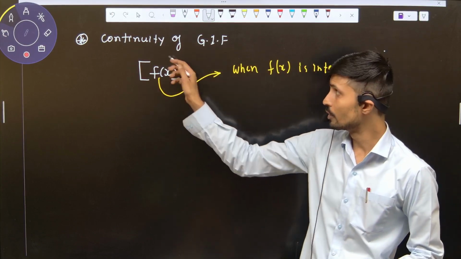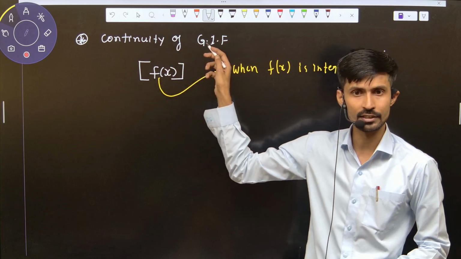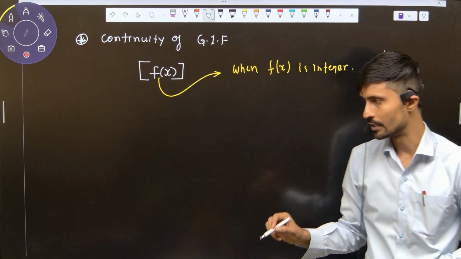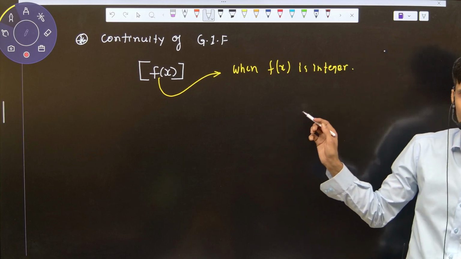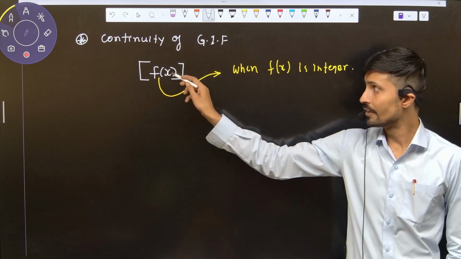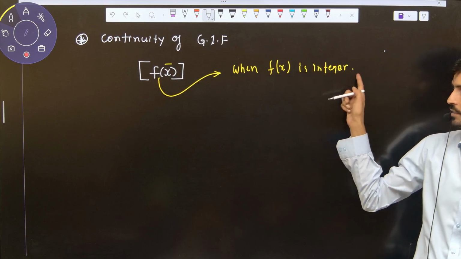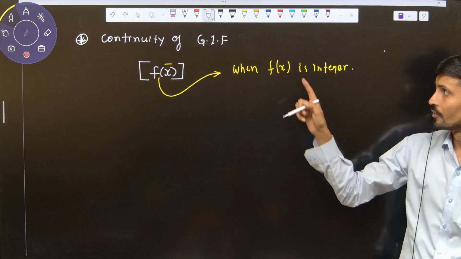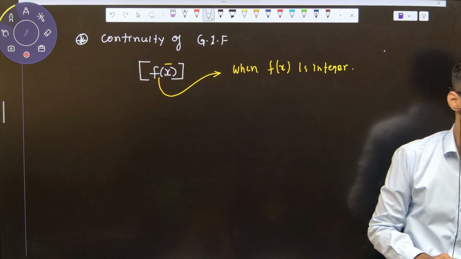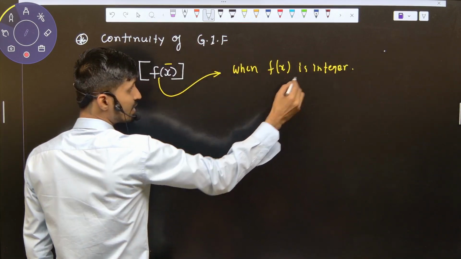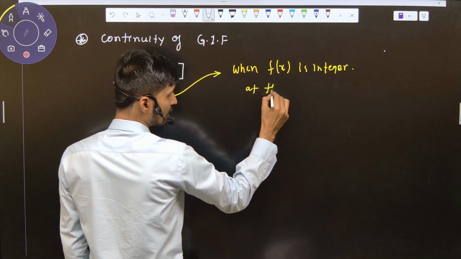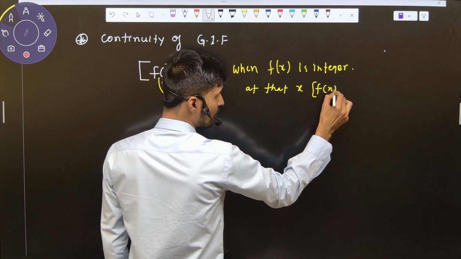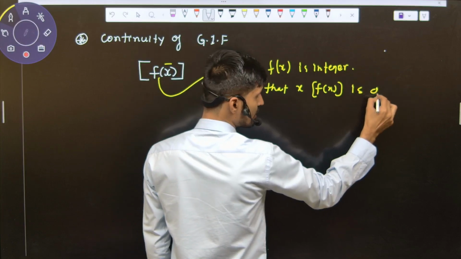So we are going to learn continuity of greatest integer function, and it's a very simple trick. Now see this. Whenever this f(x) will be an integer at that point x, the function will be discontinuous. When f(x) is an integer at that x, the greatest integer of f(x) is discontinuous.